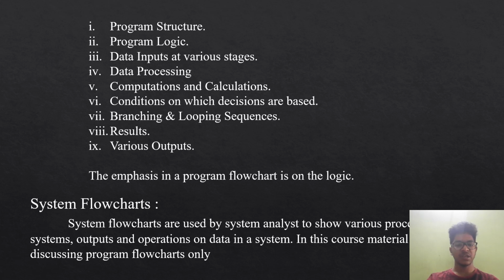System flowcharts. System flowcharts are used by the system analyst to show the various processes done within the system, outputs and operations on data in a system. In this course, the material discusses program flowcharts only.